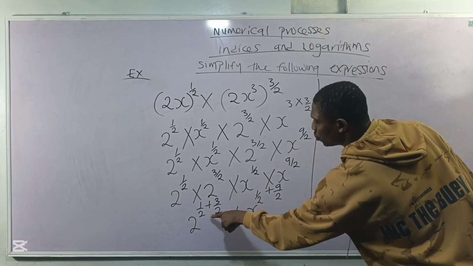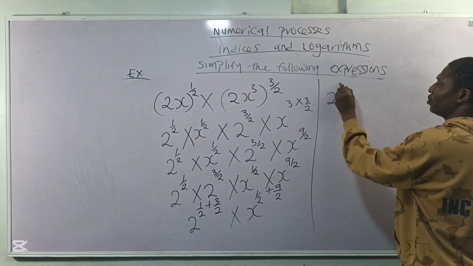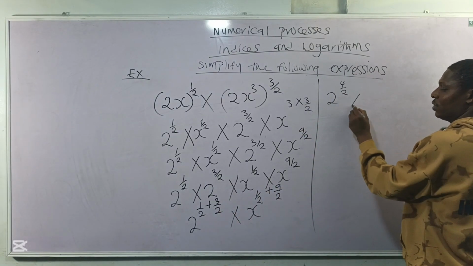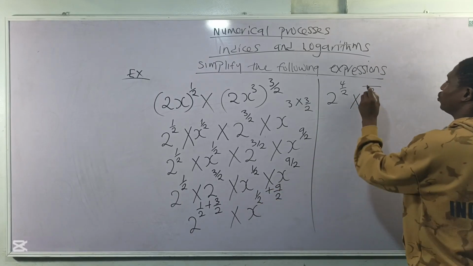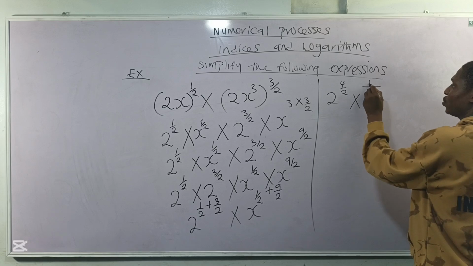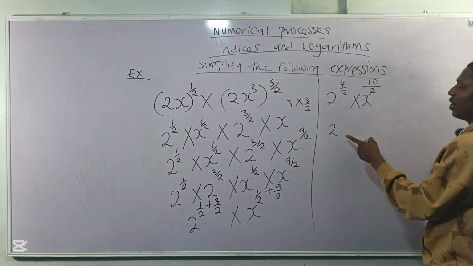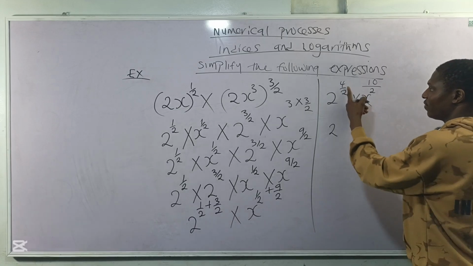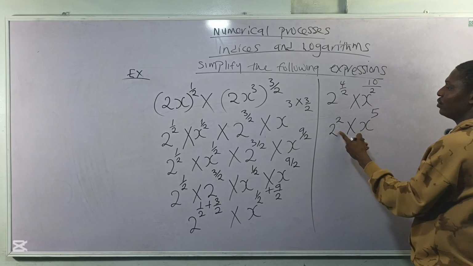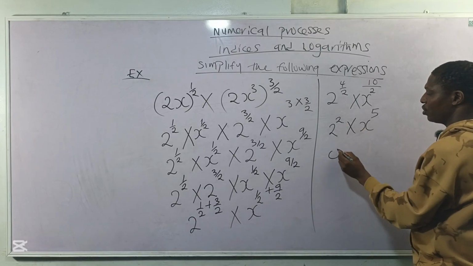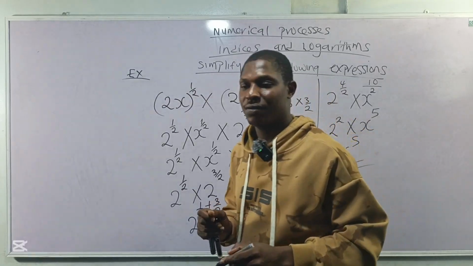This therefore will give me 2 raised to power the sum of the numerators over the denominator, which is 2. So I'll simply have 1 plus 3, which is 4 over 2, times x, the denominator is 2 all over the addition of the two tops, 1 plus 9 is 10. So I'll have 2, and 4 divided by 2 is 2, times x raised to power 5. 2 raised to power 2 is 4. So I have 4x raised to power 5 as my final answer.